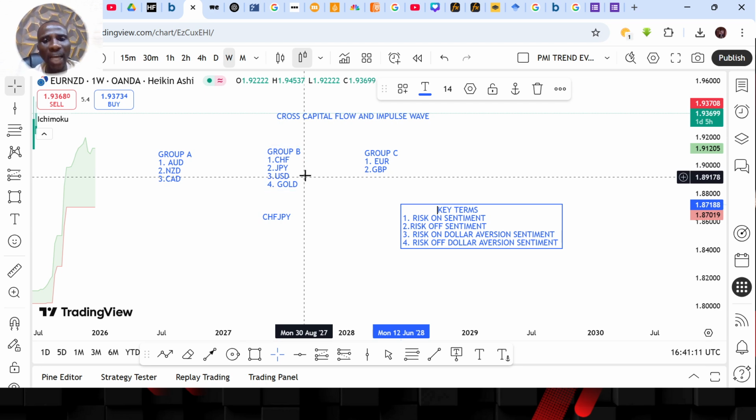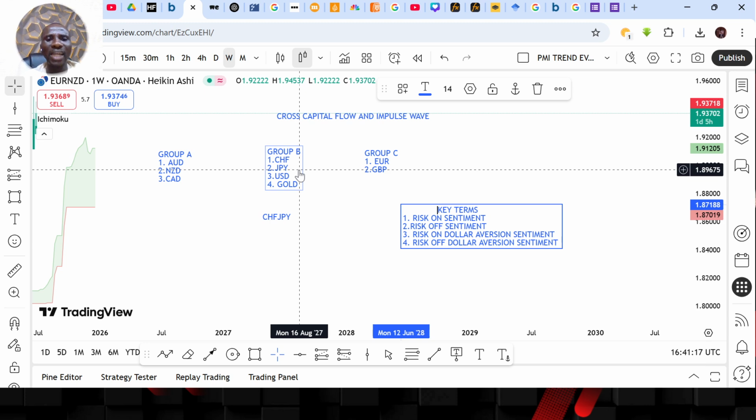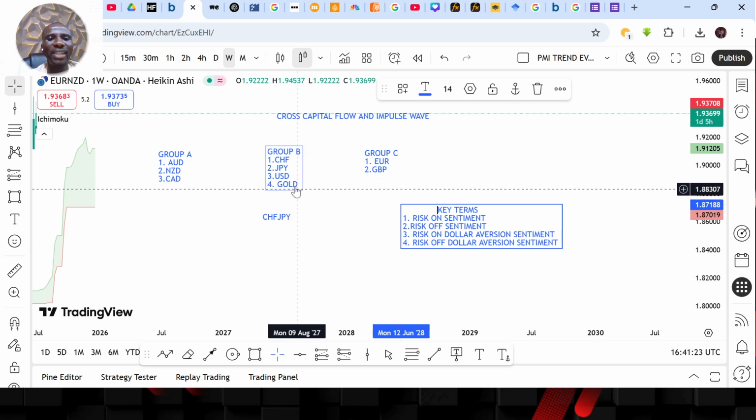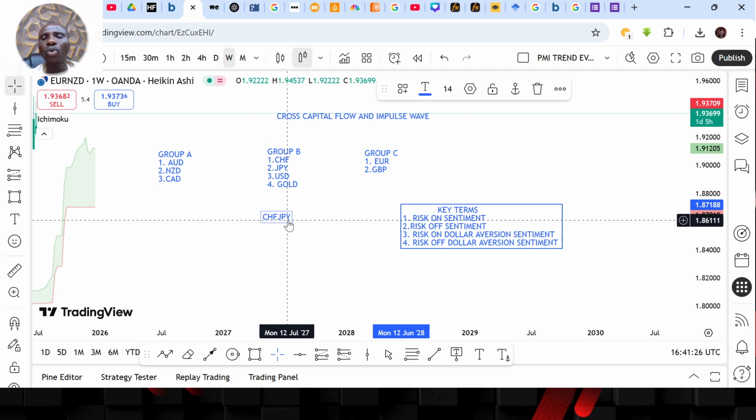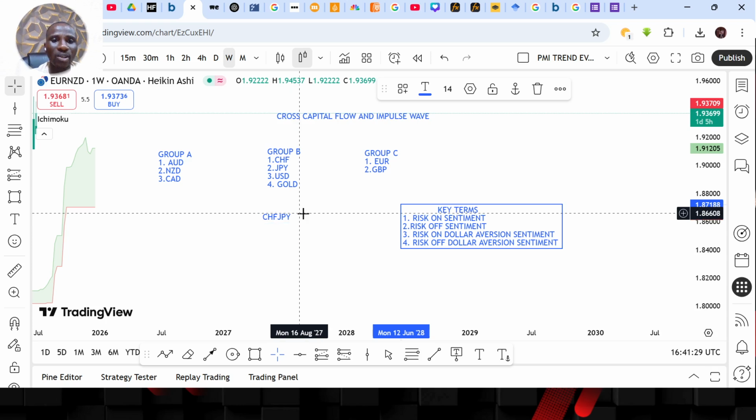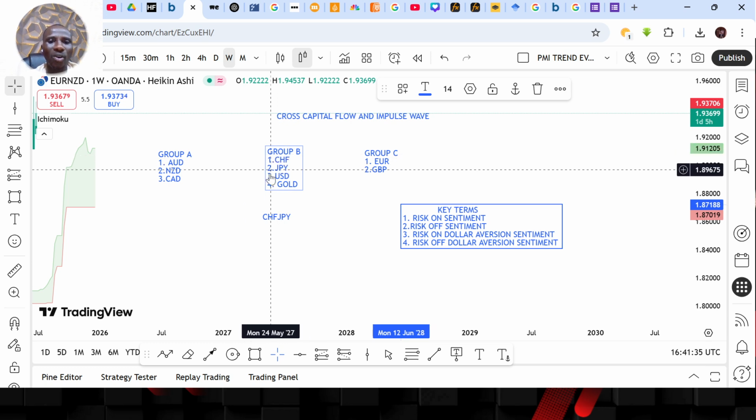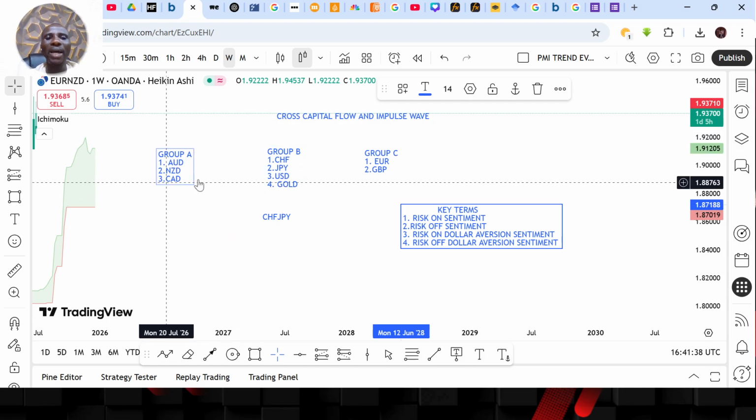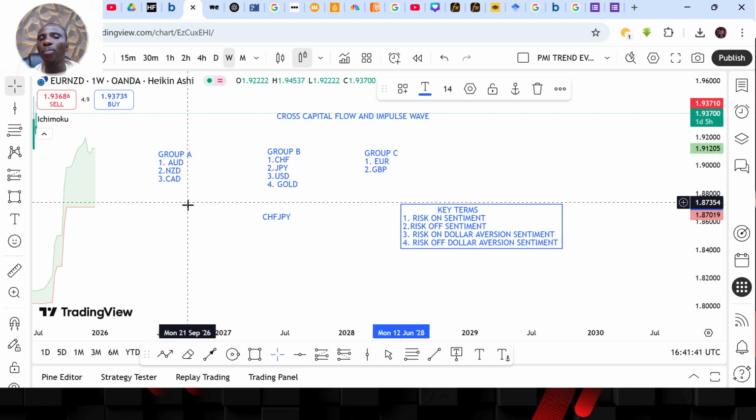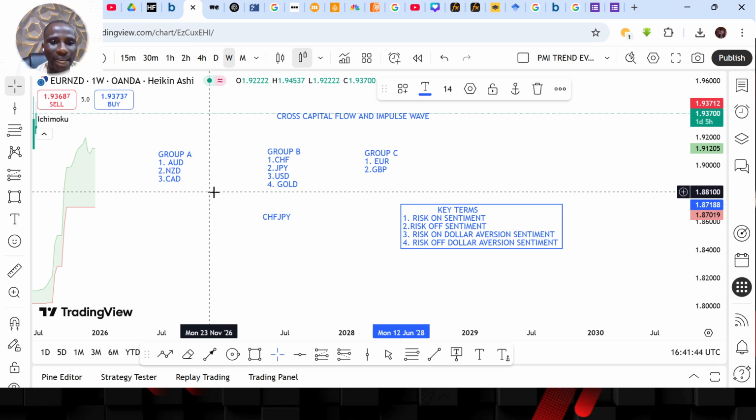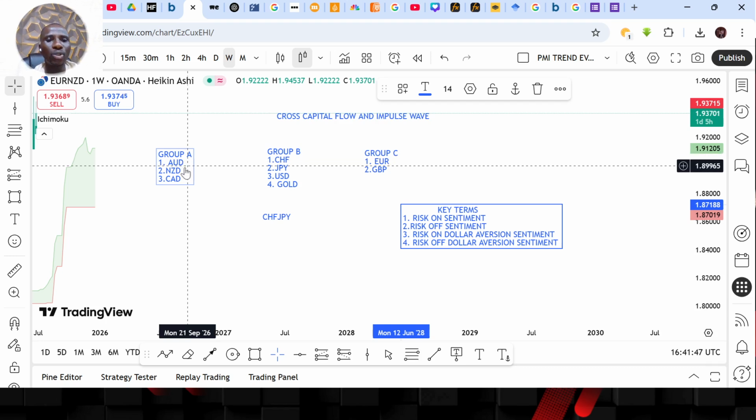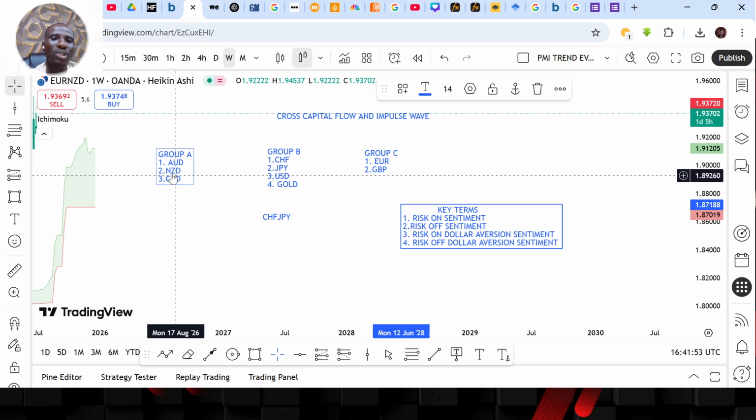By implication, capital will now be flowing out of the CHF, which is the Swiss franc, the Japanese yen, and of course largely gold. Capital will be flowing away from this safe haven. Now, if you want to pair your currency, it is very advisable that you pick a currency from group B, then pair it with a currency from group A, provided that you have an idea of how to check the gauge, because there is a gauge that will show you how the capital is flowing and whether it's about time you can position for a trade.